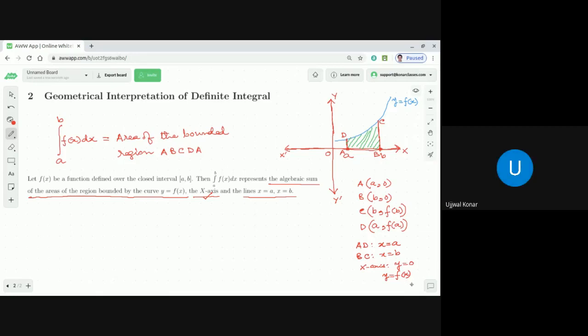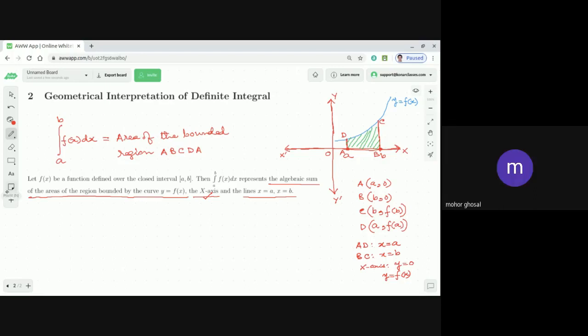So then let me repeat. Let f(x) be a function defined over the closed interval [a, b]. Then integration a to b f(x) dx represents the algebraic sum of the areas of the region bounded by the curve y equal to f(x), the x-axis, and the lines x equal to a, x equal to b.